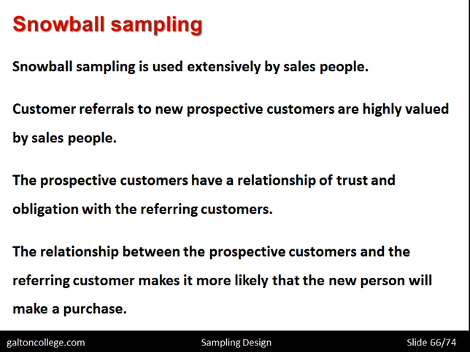The relationship between the prospective customers and the referring customers makes it more likely that the new person will make a purchase. The referring customers who are trusted by the prospective customers further away, the prospective customers will now, based on the experience of their friends, go to that shop and make the purchase. It's snowball. One set of customers has referred to the other set of customers. So it's snowballing.